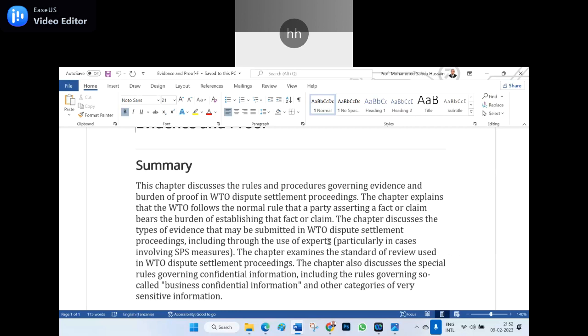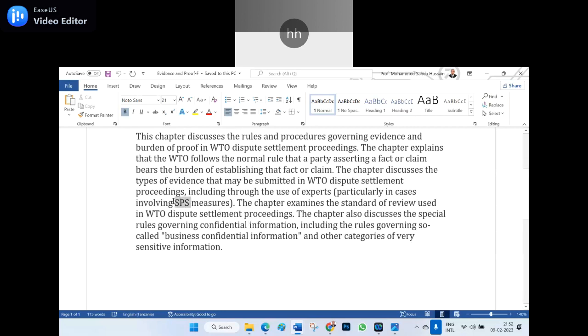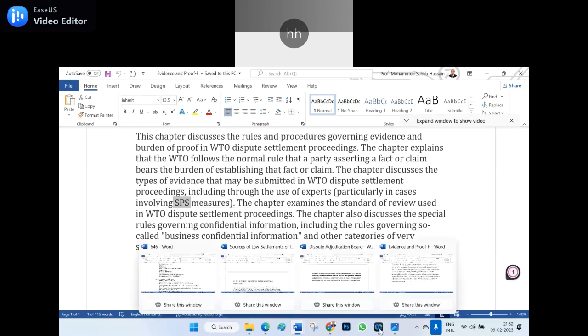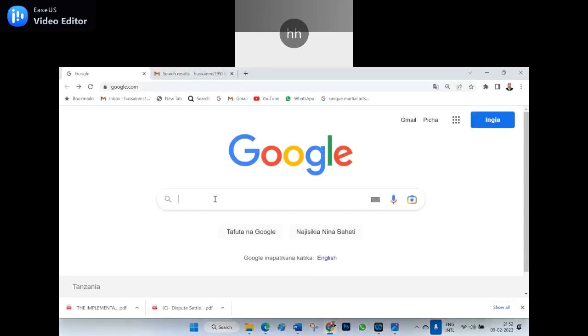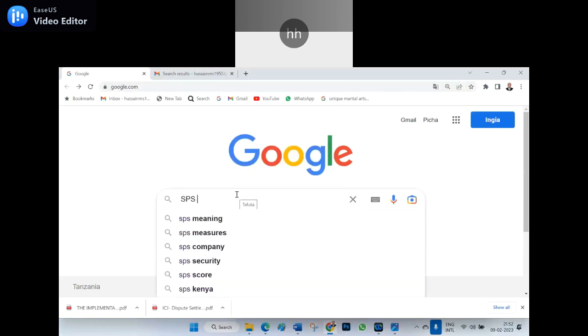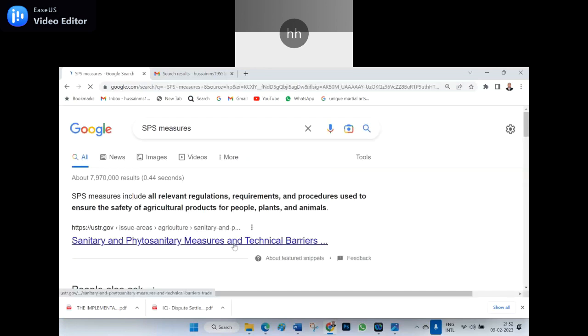Anyone? What is this SPS measures? Can you tell me? Sir, we don't know. Okay, I will show you. SPS measures in dispute settlement. Now read. What is SPS measures? Read. SPS measures include all relevant. What is the full form of SPS?